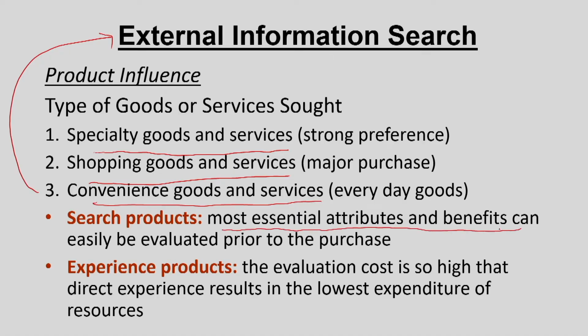Now, there are two types of products. There are search products, where the most essential attributes and benefits can easily be evaluated prior to the purchase, and there are experience products. For products and services where the most essential benefit or attribute can be evaluated prior to the purchase, the external search will be less. On the other hand, for experience products, the evaluation cost is so high that direct experience results in the lowest expenditure of resources, so in those cases external search will be low, and vice versa. Whether a product is a search product or an experience product also decides how the external information search will be.